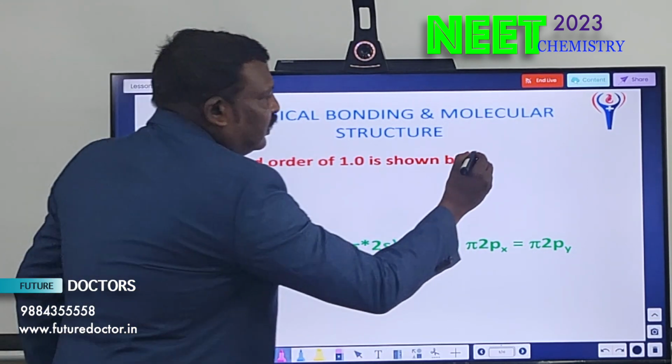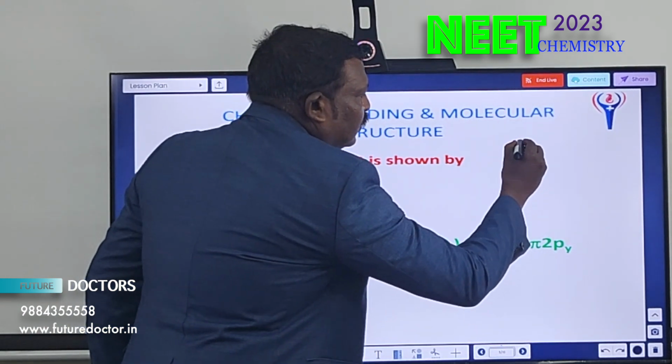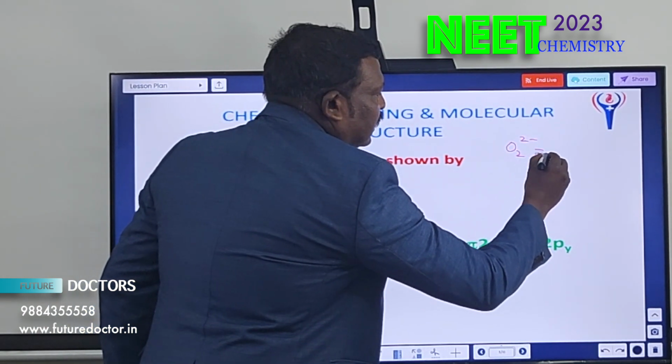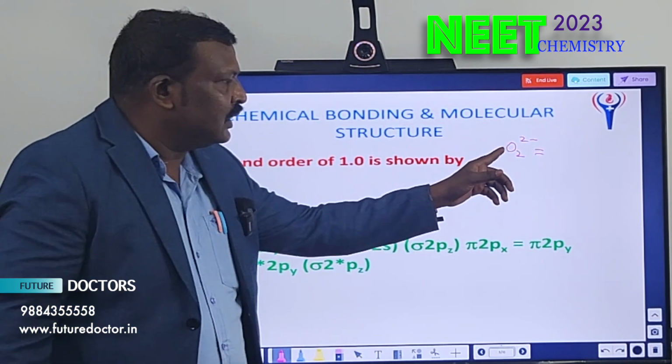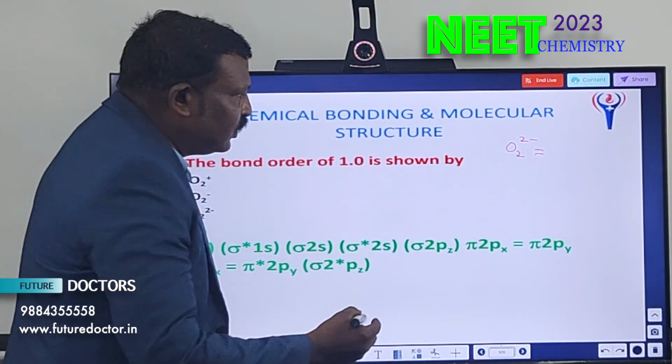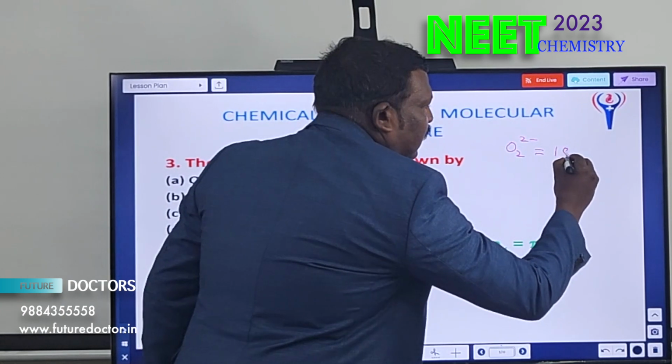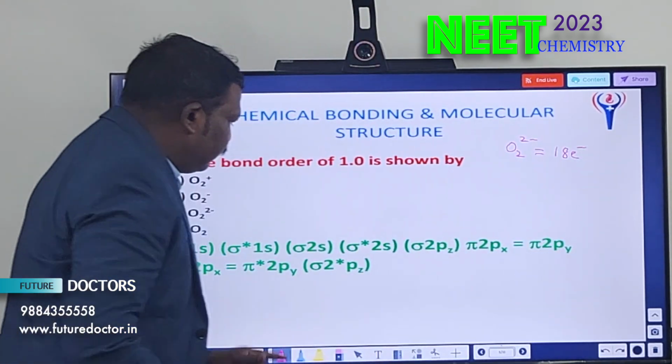I'm taking this molecule, O2 2 minus. How many electrons are here? In O2 there are 16 electrons. 2 minus means 16 plus 2. How many electrons do we have? 18 electrons. Only those 18 electrons we have to fill up here.